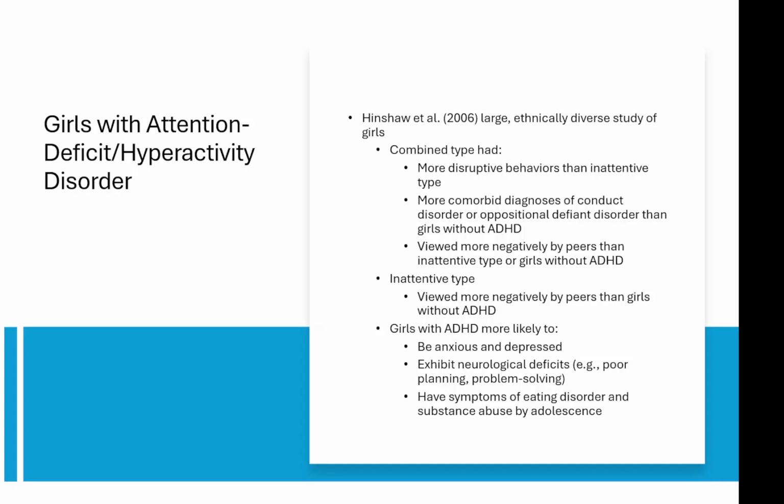These girls may be perceived as socially undesirable or struggle with social interactions. Girls with ADHD may also be prone to anxiety and depression, which can sometimes be mistaken as the primary diagnosis rather than recognizing the underlying ADHD. Furthermore, girls with ADHD often experience difficulties in planning and problem solving, which is common in both boys and girls. As they reach adolescence, girls may also develop eating disorders or engage in substance use as a means of self-medicating or trying to manage their behaviors.